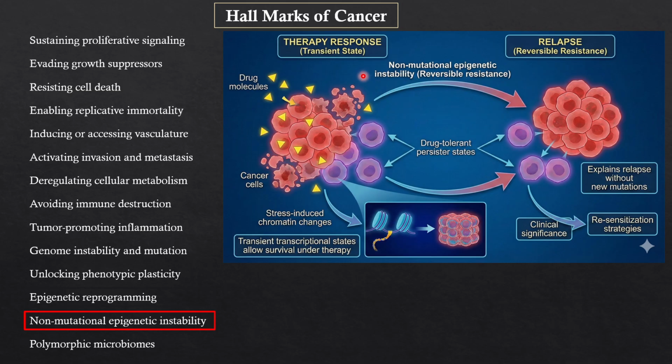The other hallmark of cancer is non-mutational epigenetic instability, where the therapy response or transient state is observed when the drug molecules affect the cancer cells. So basically, there is non-mutagenic epigenetic instability and reversible resistance. The drug tolerance is persistent in both states, and as a result there will be stress-induced chromatin changes, and the transient transcriptional states allow survival under the therapy. The clinical significance is that resensitization strategies can be used, and this explains relapse without new mutations.